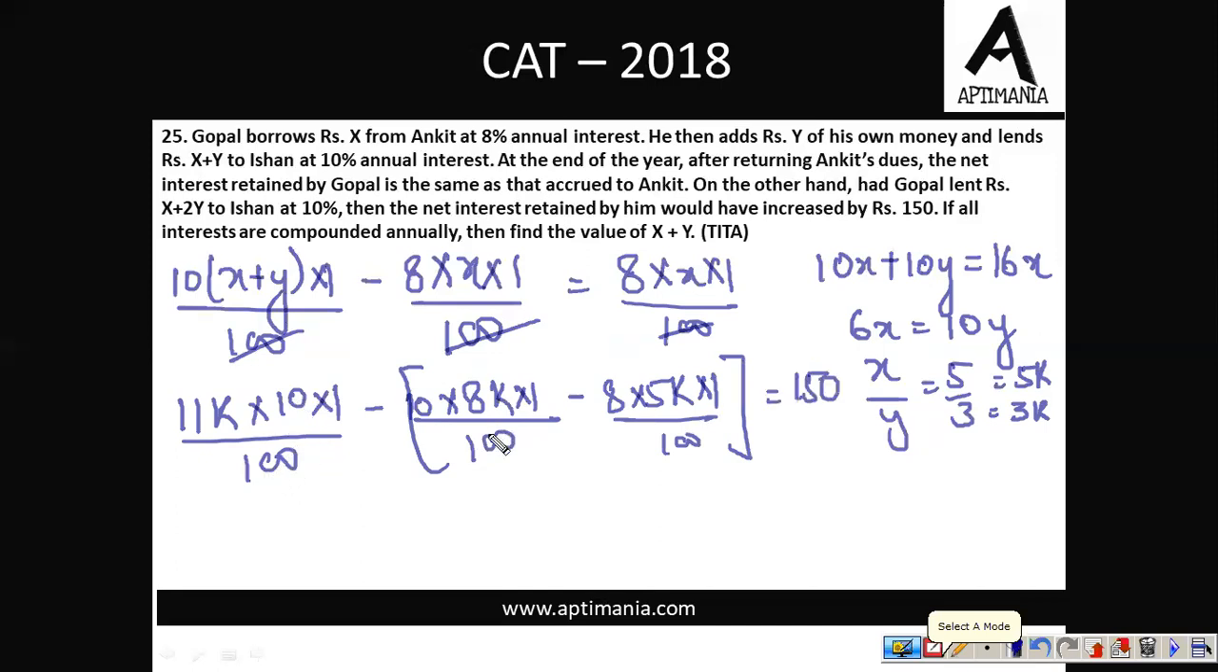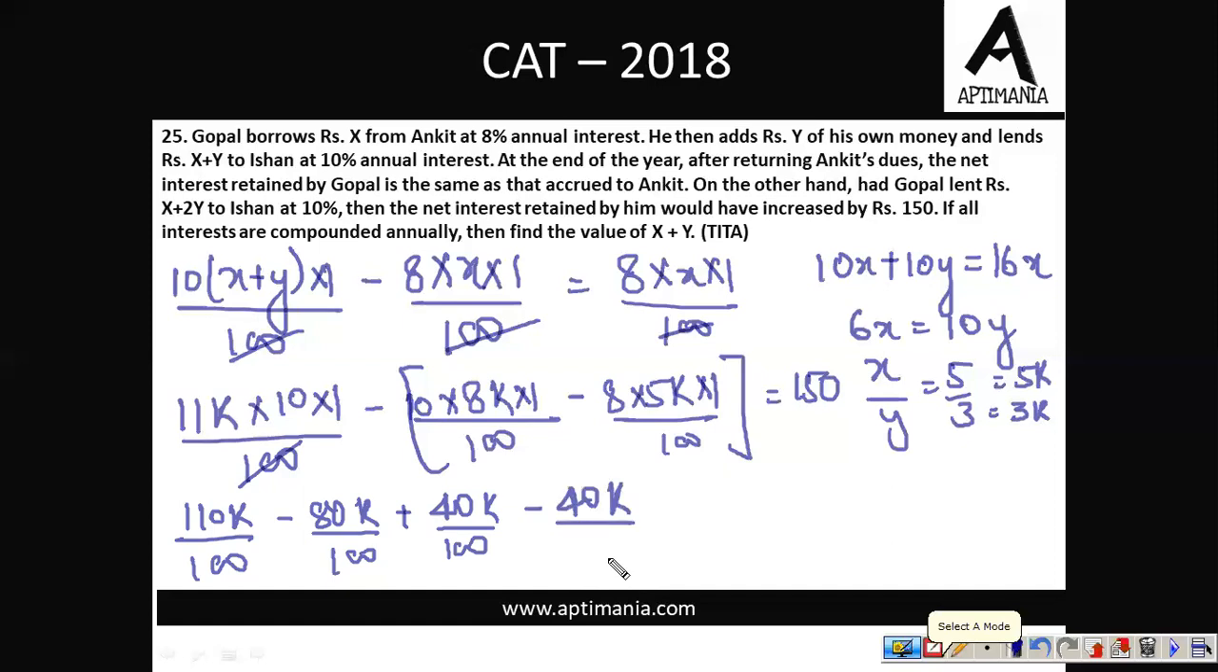So again I'll take 100 common and we'll take it to the other side. We'll have 110k upon 100 minus 80k upon 100 plus 40k upon 100. And it is given that the Gopal, okay, we'll subtract 40k by 100 further, because this is the interest retained by Gopal in the second case. So on solving, this equals 150.